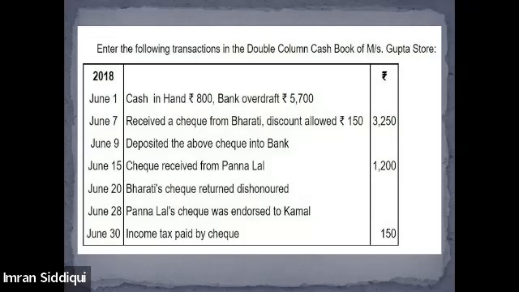All right. So now I'm presuming that you must have done it. So let me just tell you how we are going to solve this question. Firstly, the first transaction given in the question is on June 1st, cash in hand and the bank overdraft are given. So cash in hand 800 will be written on the debit side of the cash book, in the cash column as the balance b/d. Whereas the overdraft will be written in the cash book on the credit side in the bank column, by balance b/d overdraft 5700. Okay, everyone is able to understand that.